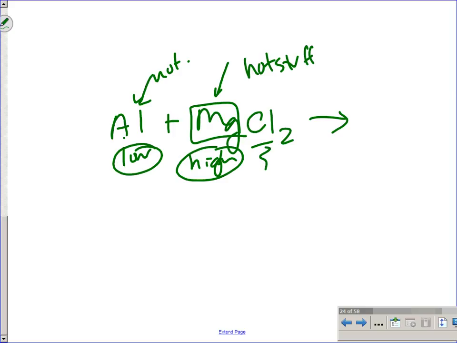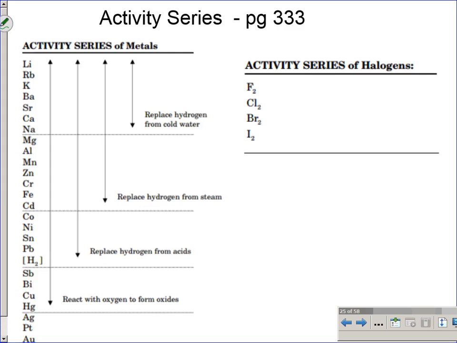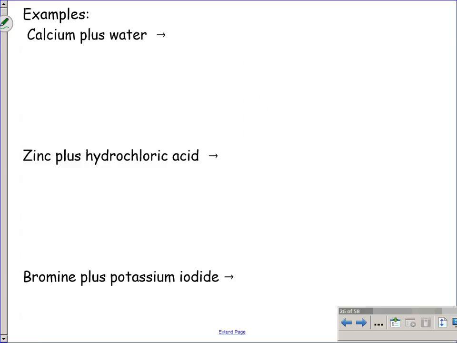All right, so let's look at some real examples here. So there's your activity series. I'll go through the halogen one in just a second. That's one I have not hit yet. All right, so calcium plus water, zinc plus hydrochloric acid, and we'll get to this one in a second. Start with these, write down your reactants.